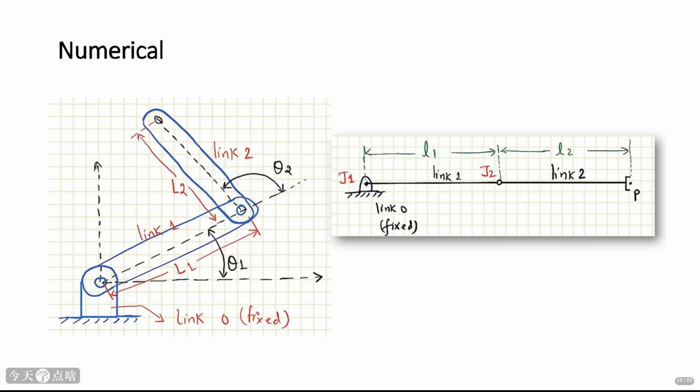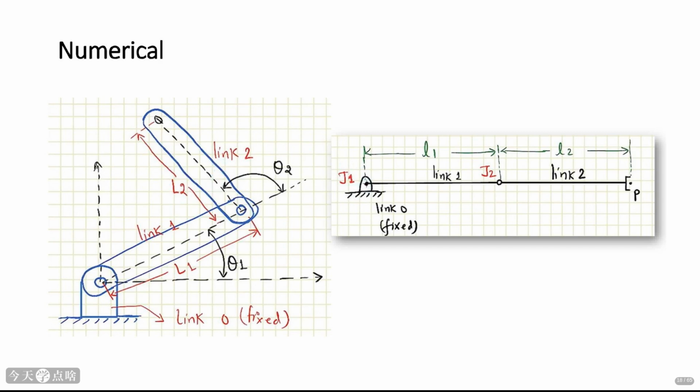Let's apply this to a concrete example, a 2DOF manipulator. The diagrams show the robot arm with two links, L1 and L2, connected by two joints, J1 and J2. The angles θ1 and θ2 are the joint angles we control. Our goal is to find the position of the endpoint P, given these angles and the link lengths. This is a classic problem in robotics, often solved using trigonometry. We can use the law of cosines or break down the vectors into components.